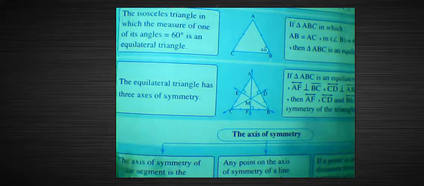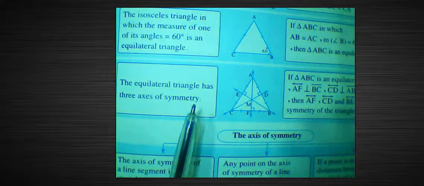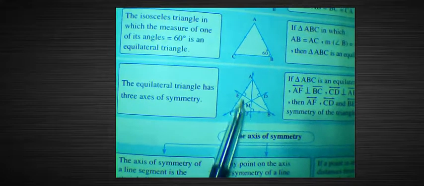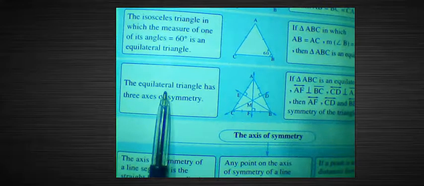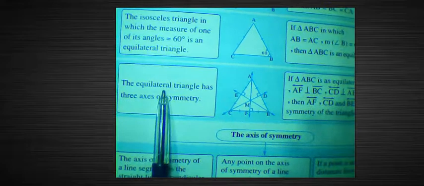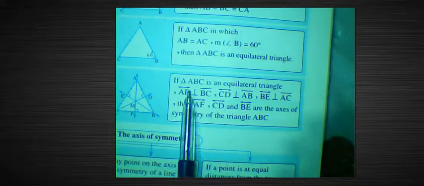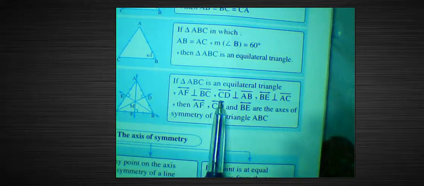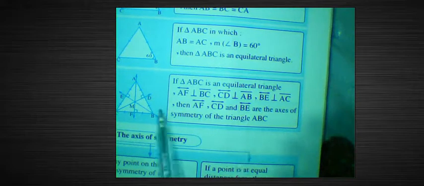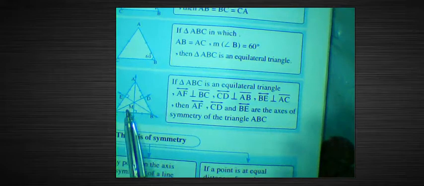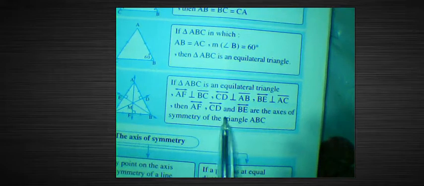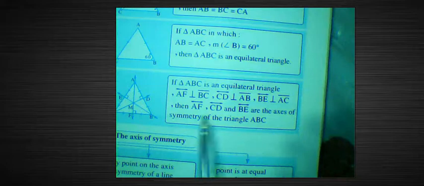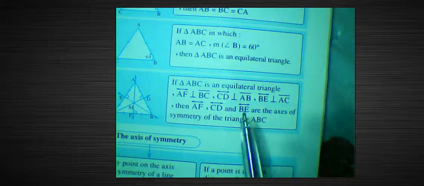لاحظ معايا the equilateral triangle has 3 axes of symmetry. شايفينهم 3 axes of symmetry لو كان equilateral. لكن لو isosceles بيكون 1. طبعا السكالين بيبقى 0 مالوش. If triangle ABC is an equilateral triangle and AF perpendicular BC and CD perpendicular AB زي ما احنا شايفين and BE perpendicular AC then AF and CD and BE are the axes of symmetry of the triangle ABC.